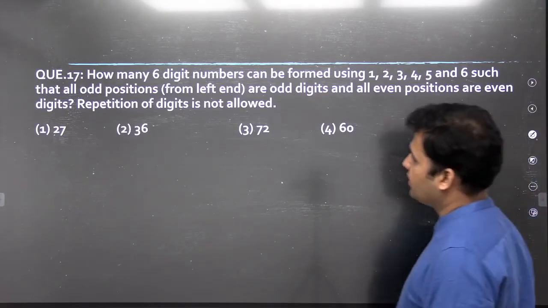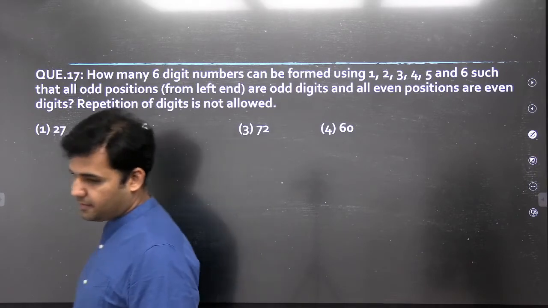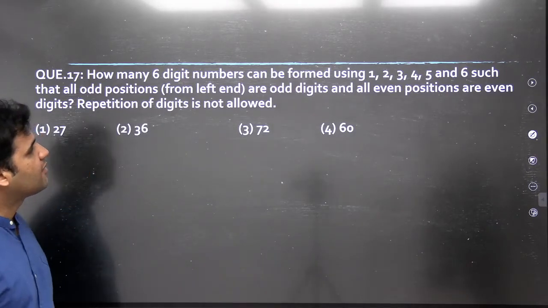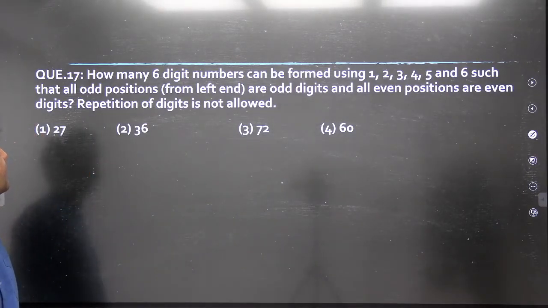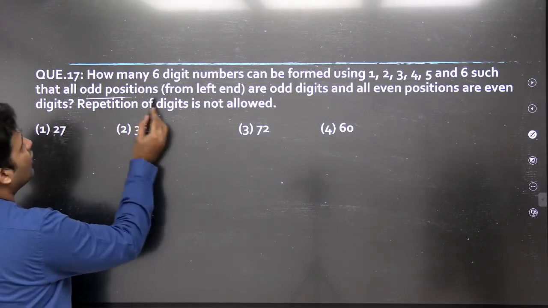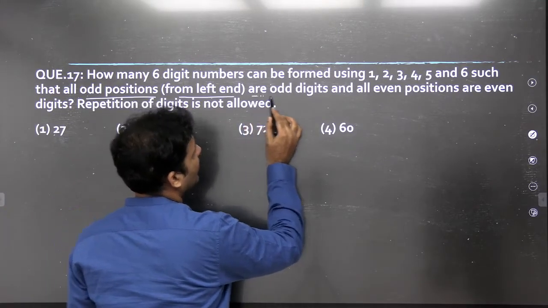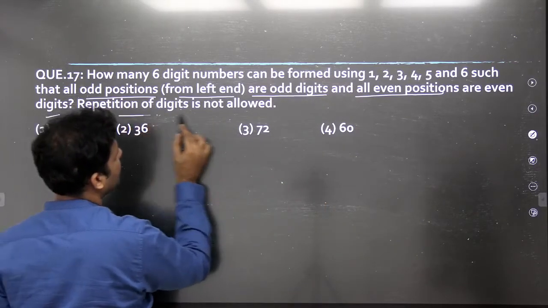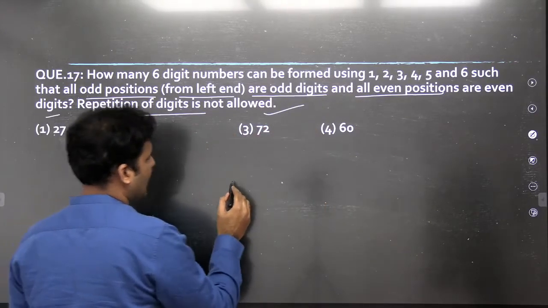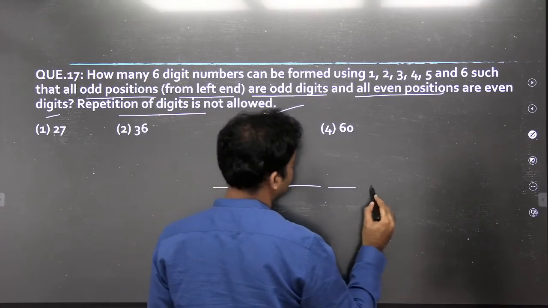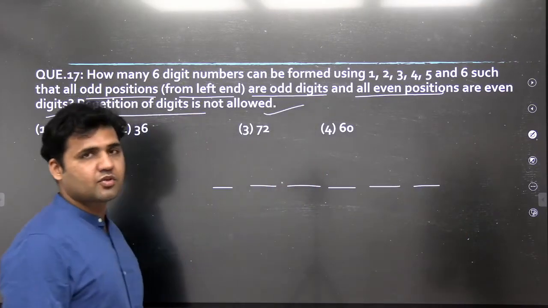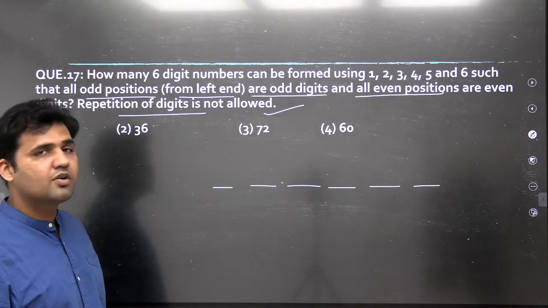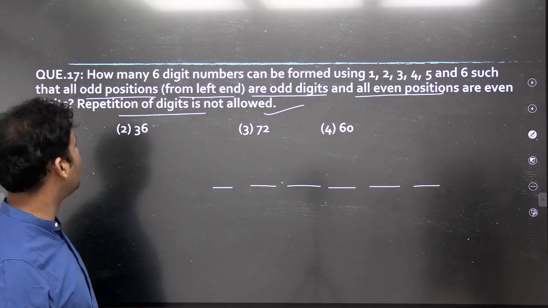Moving ahead to question number 17: how many 6-digit numbers can be formed using 1, 2, 3, 4, 5 and 6 such that all odd positions from the left hand are odd digits and all even positions are even digits? Repetition of digits is not allowed. So I have to use only these 6 digits.